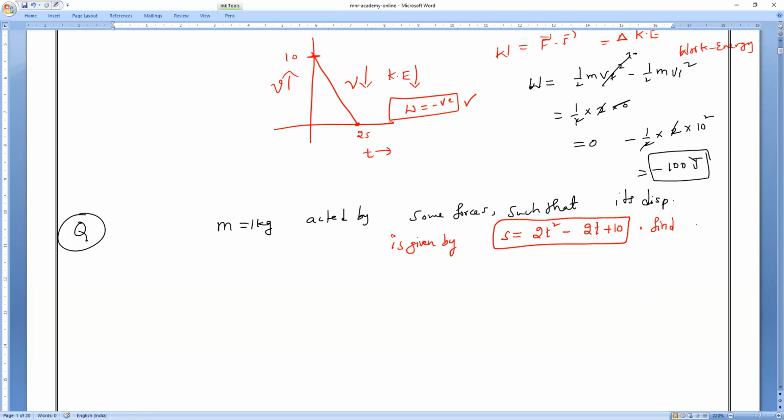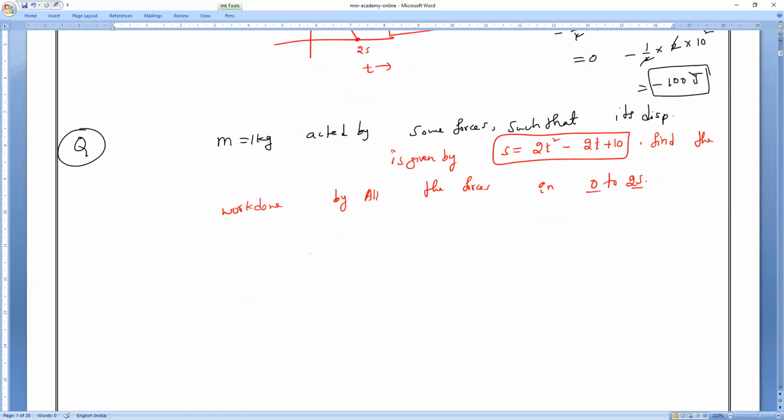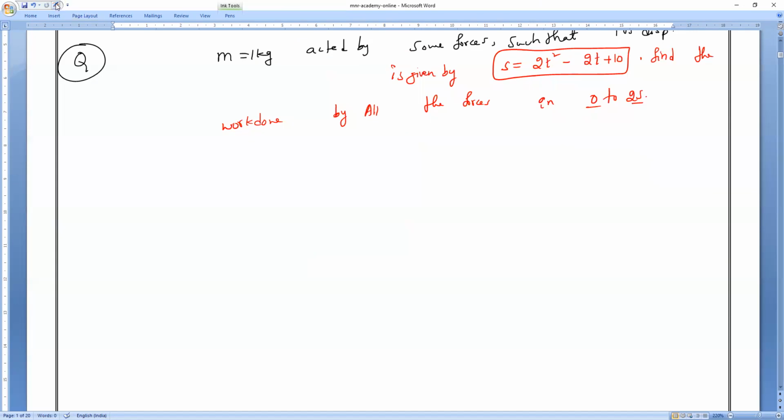Okay, so find the work done by all the forces in 0 to 2 seconds. What is the time interval, everybody? 0 to 2 seconds. That's all. So now they are asking work done by all the forces. From the work energy theorem, what is that, everybody? Work energy theorem says that work done by all the forces is equal to what? Speak loudly. Work done by all the forces is equal to final kinetic energy minus initial kinetic energy. That's what we used to say, change in kinetic energy.